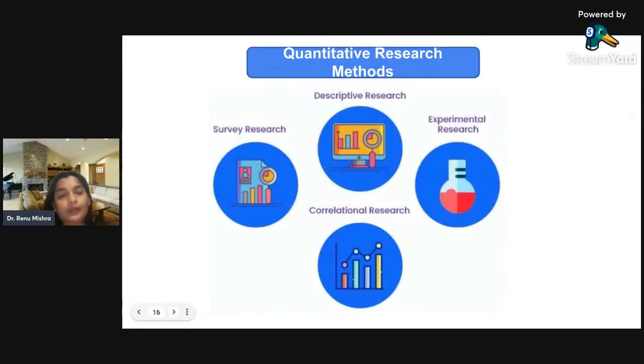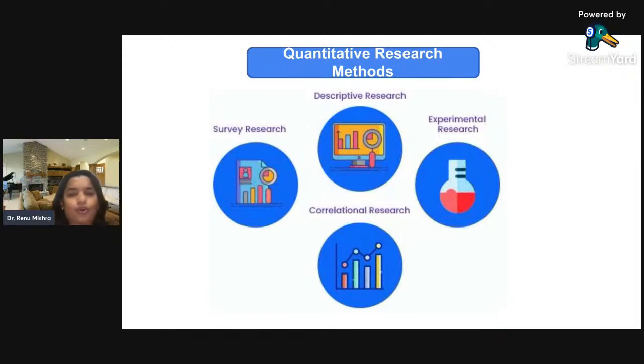Now, what are the different types of quantitative research? Basically, when you're talking about descriptive research, you are describing the data. What are the various characteristics of that particular data? For instance, in terms of mean, median, and mode. So that is descriptive research.